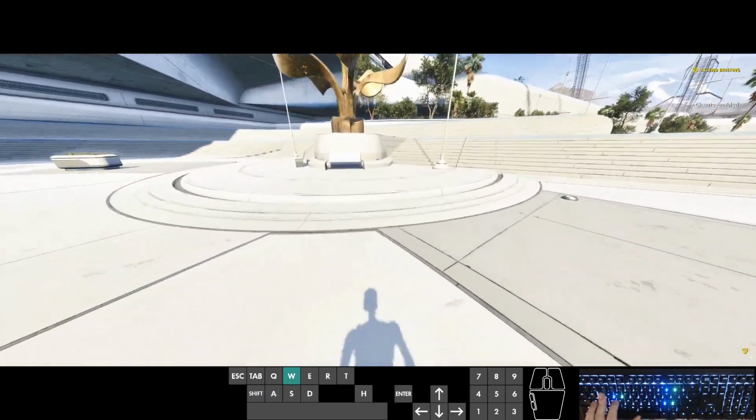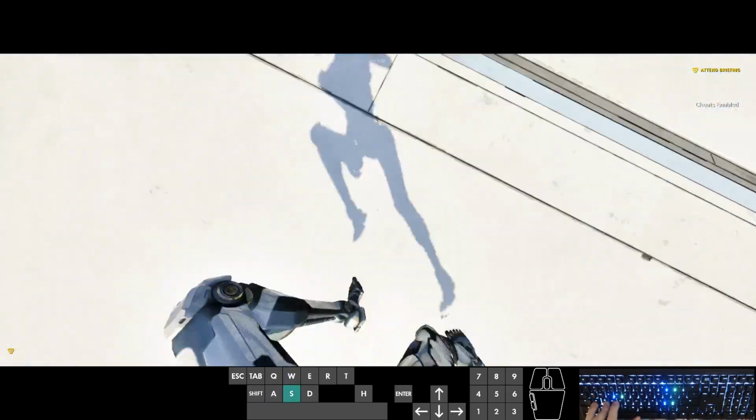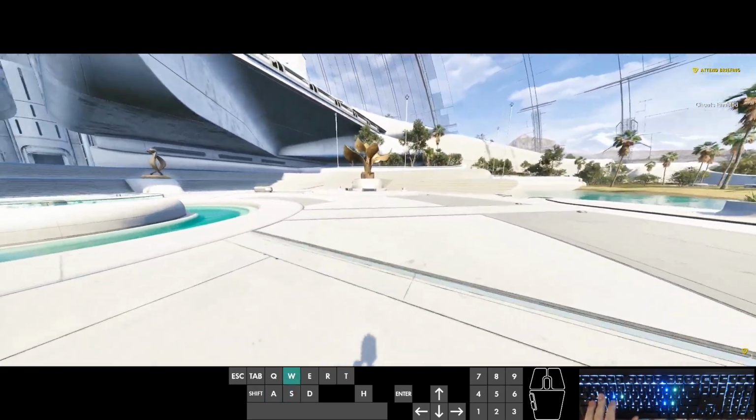Oh, and by the way, you don't have to use your shadow for this. You can also look at the legs. Legs do the flickery thing too.